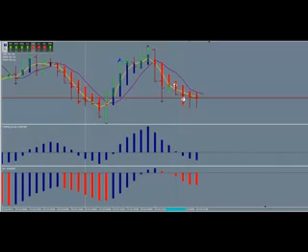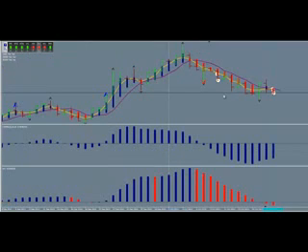And then also going to the day chart, you can see right here that we had the right setups. Everything was working just fine.